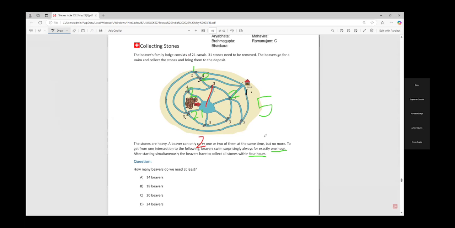So if you have got three stones, then you should send two beavers. One beaver will collect two of the stones, and the other beaver will collect one. And then you can go to another canal and collect one more, and you can send one beaver in the other canal to collect the rest too. So to complete about six stones for a deposit, you will need about three.